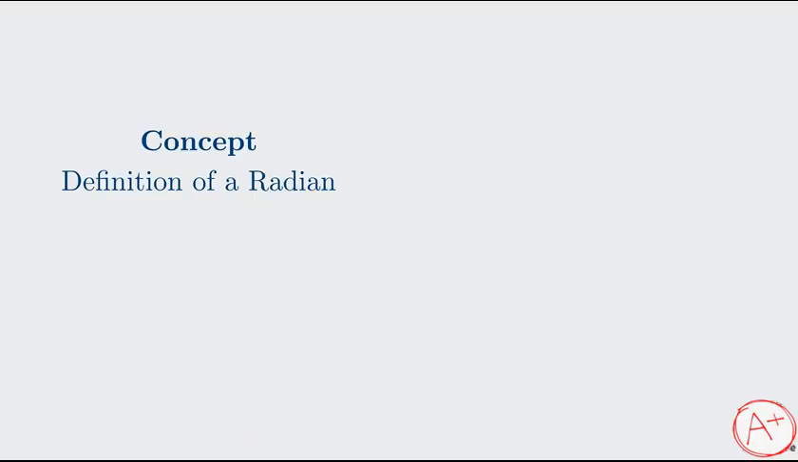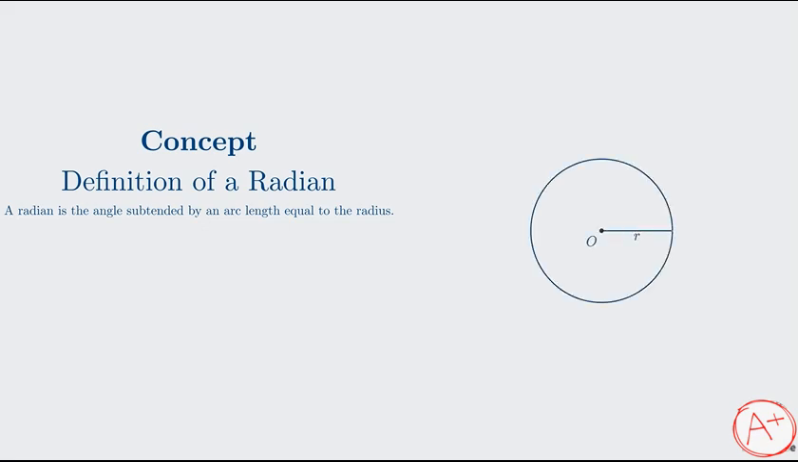a unit called the radian. A radian is defined as the angle subtended at the center of a circle by an arc whose length is exactly equal to the radius of the circle. Let's look at this circle. If the radius is r, and the length of the arc from A to B is also r, then the angle theta at the center is exactly 1 radian.